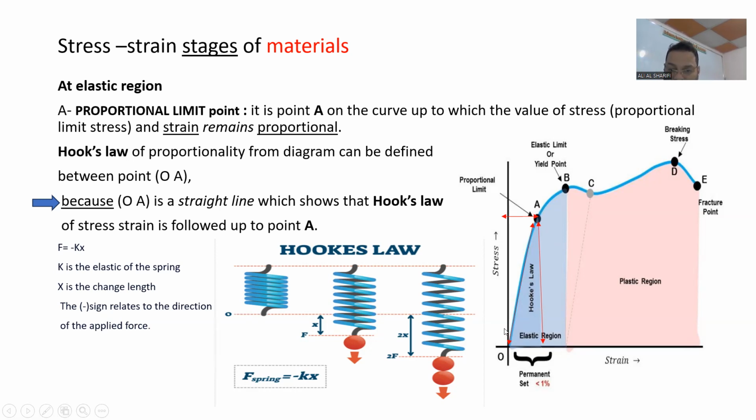Why? Because from O to A, it's almost a line, not a pure curve, not a clear curve, okay? Hooke's law of proportionality from the diagram can be defined between points O and A. Why? Because it's an almost straight line, which shows that Hooke's law of stress and strain is followed up to point A. The great example of Hooke's law is the spring.